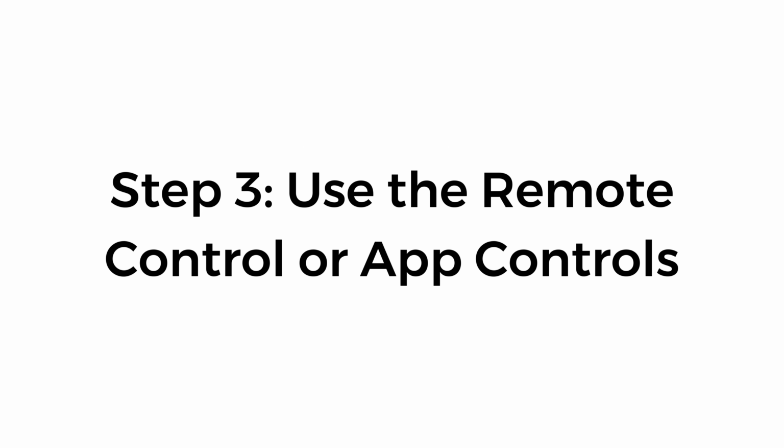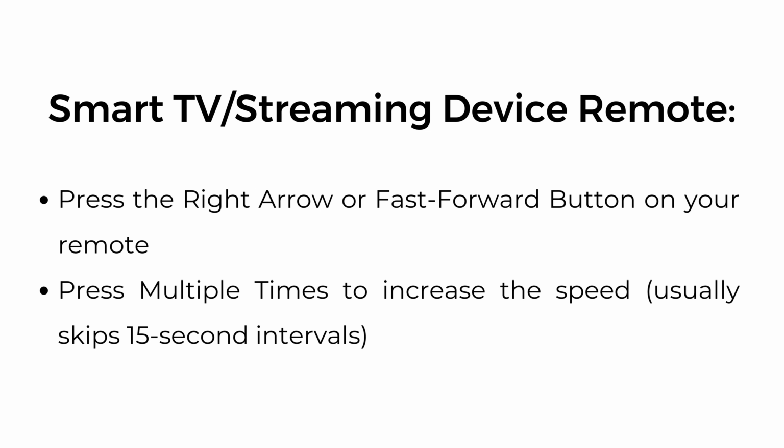Step number 3, use the remote control or app controls. Smart TV or streaming device remote: press the right arrow or fast forward button on your remote. Press multiple times to increase the speed, usually skipping 15-second intervals.